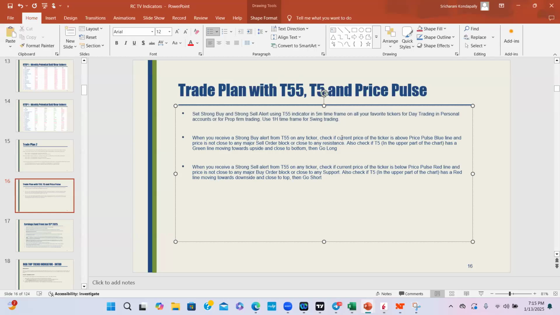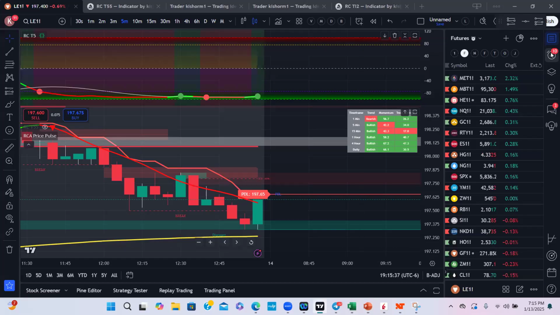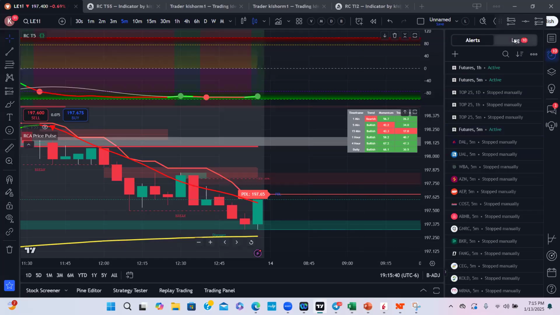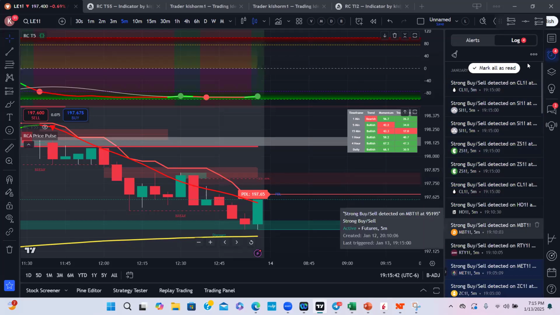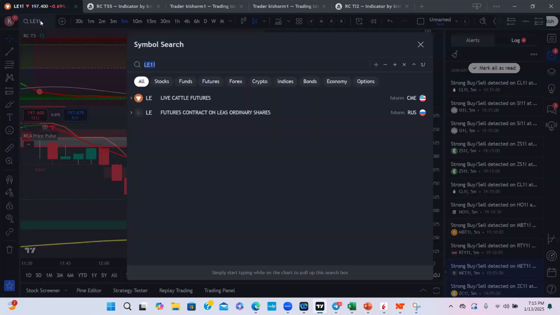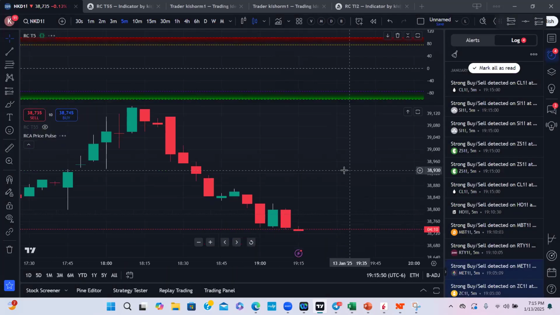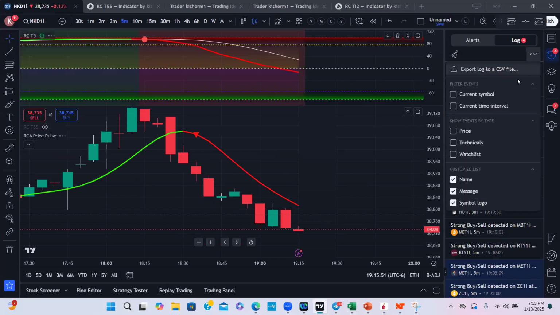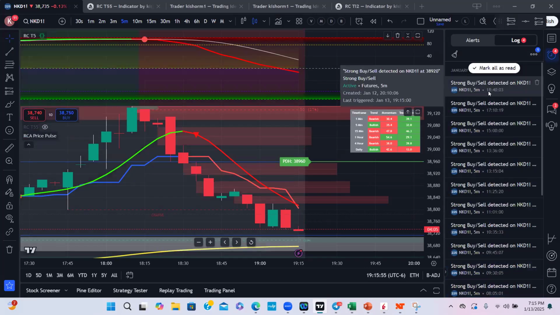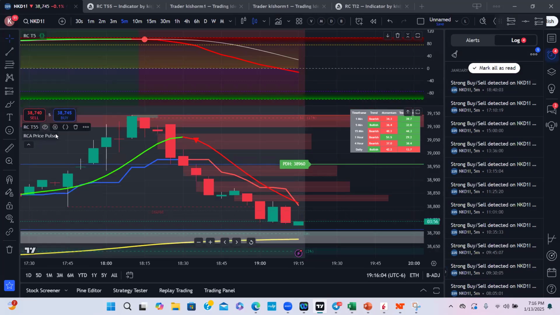So if it is giving an alert, for example, just before a few minutes, let's go to the log and let me go to this. We'll also take live trades, I just want to show you an example, so it will make it easy for you. So if you check around 6:40, strong buy sell detected on NKD at 6:40 p.m. So if you see here, you got a strong sell.